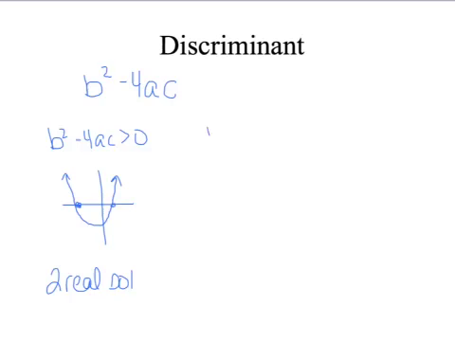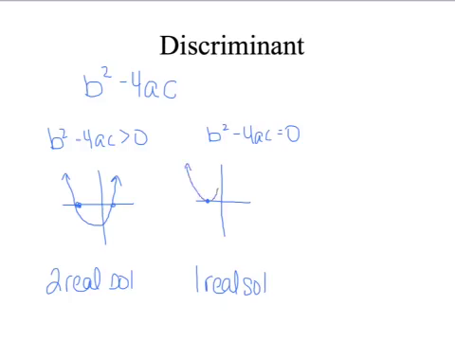Now, what happens when your discriminant is equal to 0? Well, in that case, you're really looking at the square root of 0. The square root of 0 is 0. So when you plus or minus 0, you're going to get the same result. So you would have one real solution. And if you have one real solution, that means your parabola is only going to cross or touch the x-axis at one point. Now, it could be concave up or concave down. I'm just drawing general concave ups.